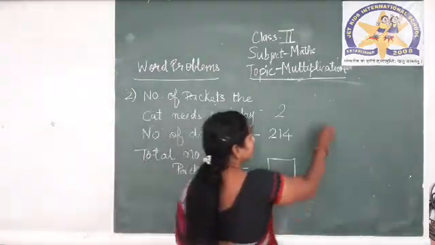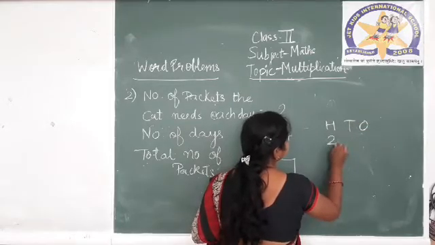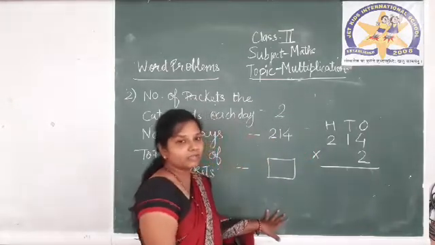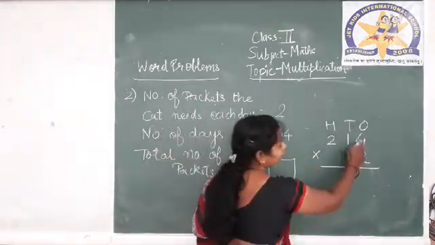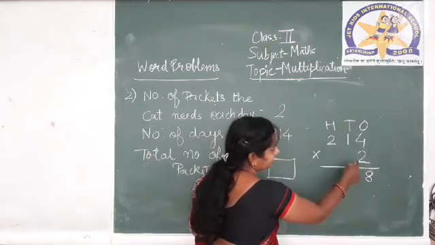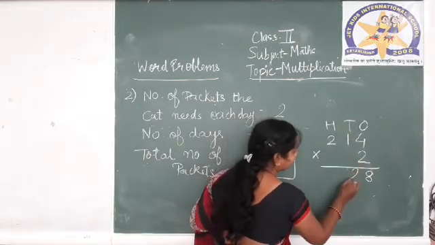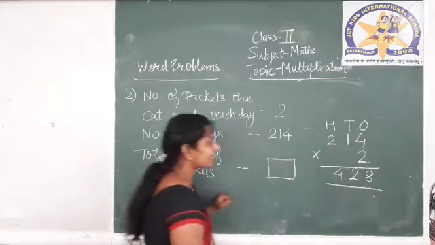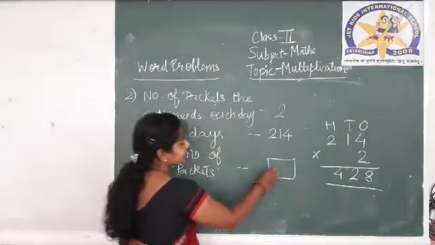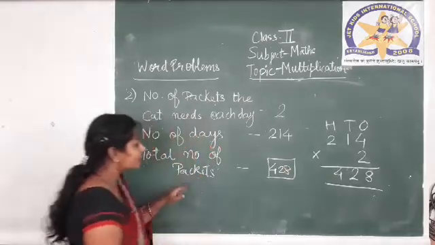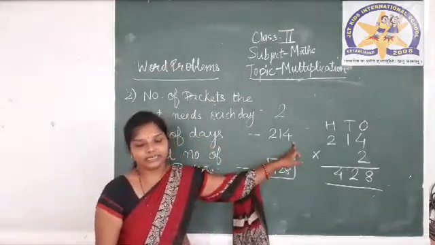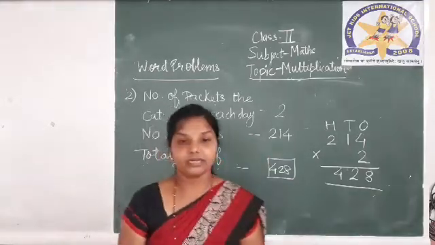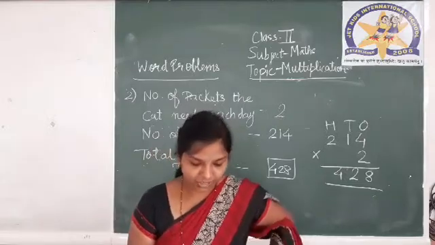So, first make the columns of 100, tens and ones. That is 214 multiplied by 2. How to multiply? Multiply from the ones side first. 2 fours are 8. Then multiply the tens. 2 ones are 2. Then multiply the hundreds. 2 twos are 4. So how many packets does she need? She needs 428 packets for 214 days. So in this way we have to do the multiplication. Write down the statements and do the multiplication.